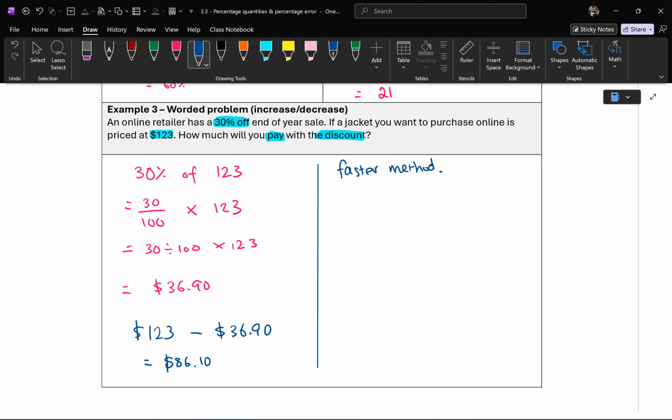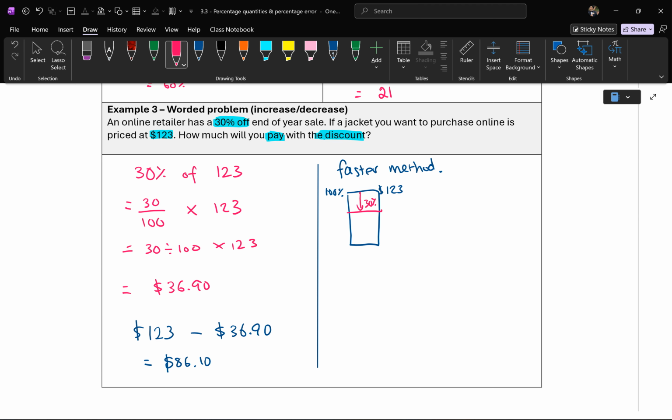Because you already know that 123 is 100% of itself, which is the original price. If you have 30% off, that means you're losing 30%. You're not paying 100%, you're paying 30% less. So this is what it looks like visually. If $123 is 100%, but you're only paying 30% less, if you drop it down by 30%, how much are you truly paying of the original amount?